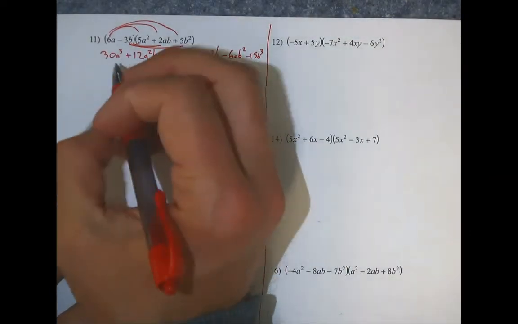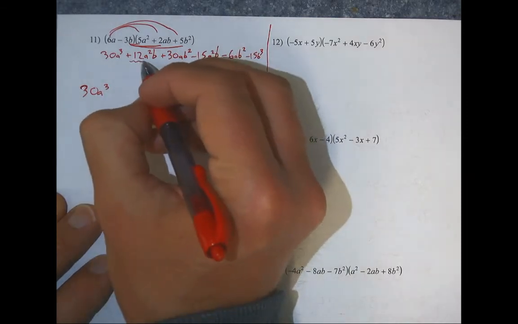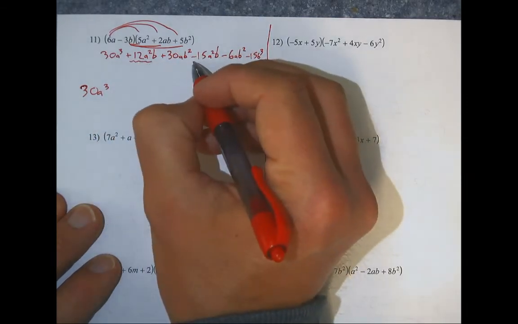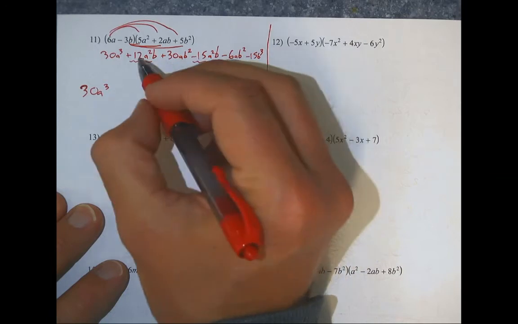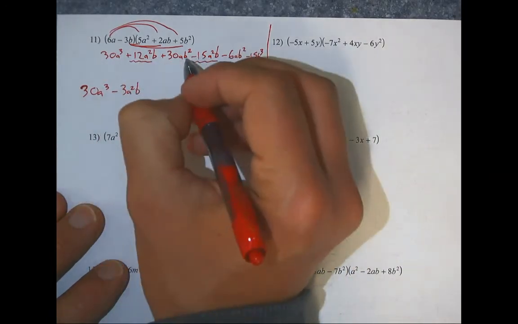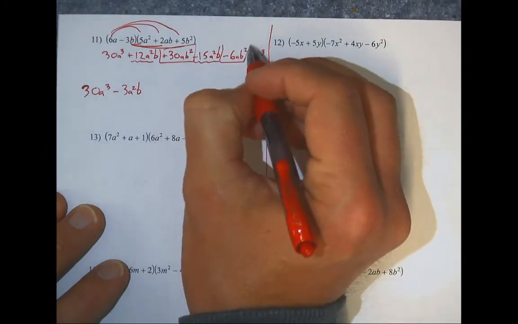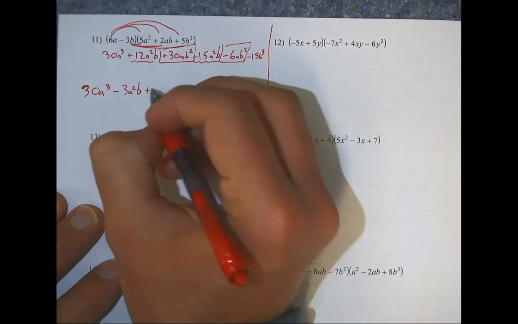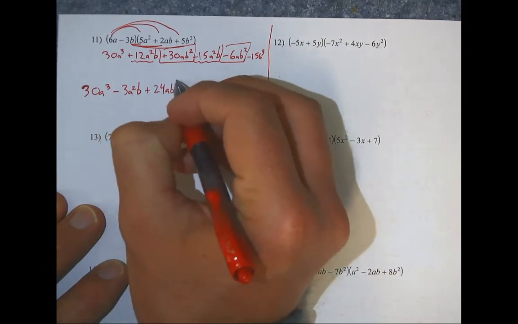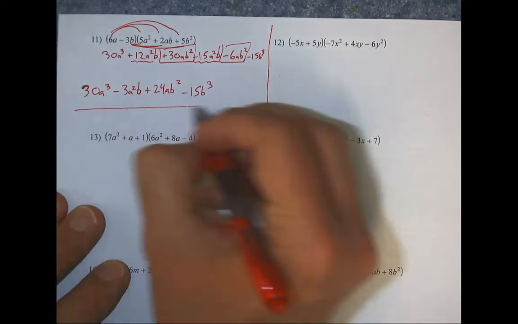All right, so this is my only a to the third. I've got a squared b and a squared b. So 12 minus 15, that's a negative 3a squared b. Here's my ab squared. Goes with that. That's positive 24ab squared. And then negative 15b to the third is all by itself.